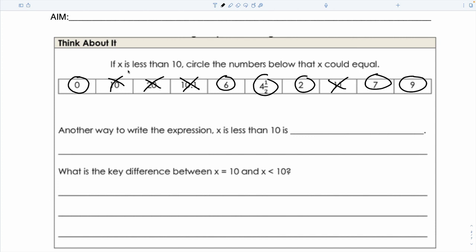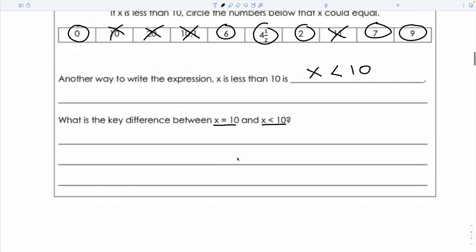That is the difference with inequalities. When we write an inequality, it looks something like this. X is less than 10. What is the main difference between an equation written as x is equal to 10 and an inequality? What's the main difference between those two?